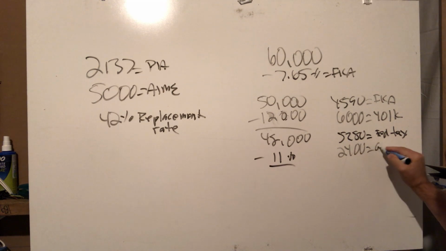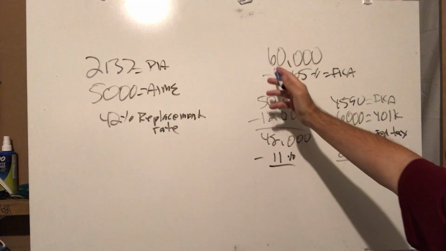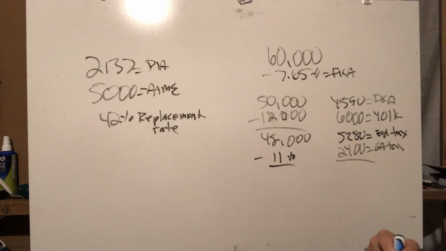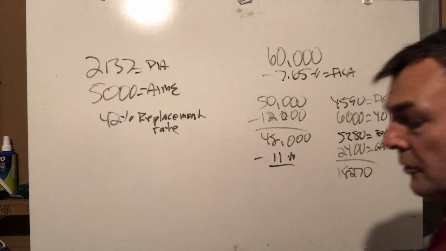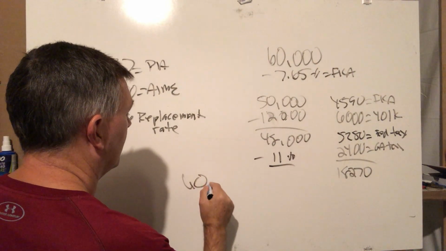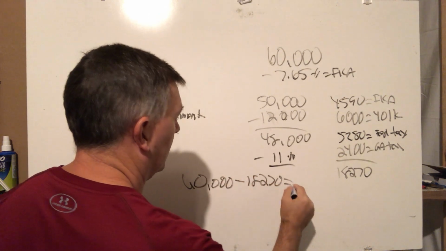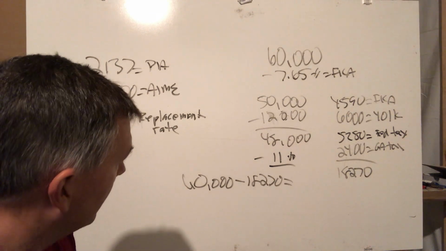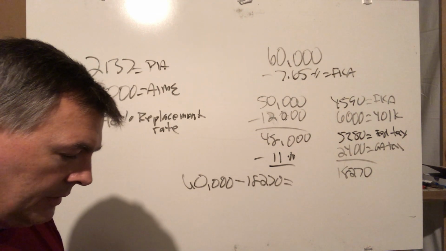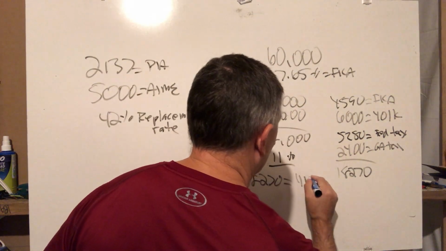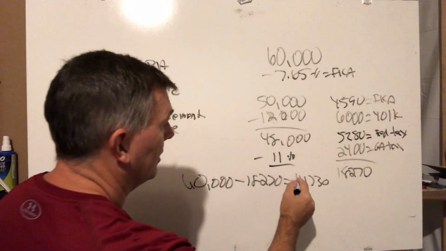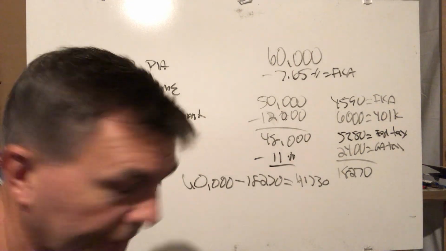So if you're making $60,000 a year, how much are you actually netting? Well, we're losing 2,400 plus 5,280 plus 6,000 plus 4,590. 18,270 is what we're paying in total taxes and 401k. So 60,000 minus 18,270 equals 41,730. So that's what we're making net of taxes right there. Net of FICA, net of 401k, net of state and federal taxes, 41,730.